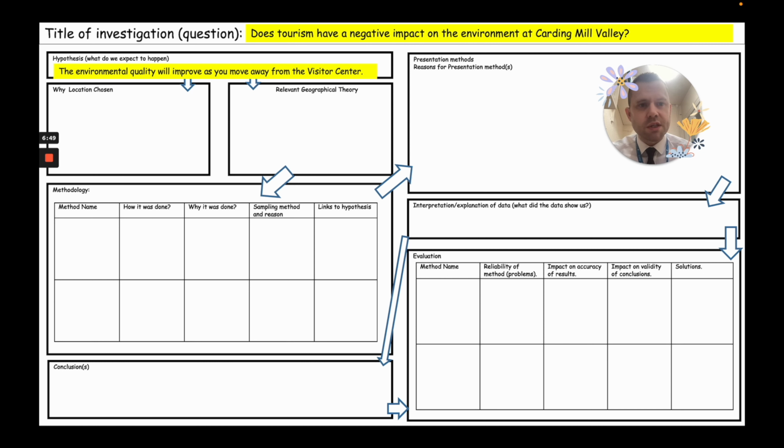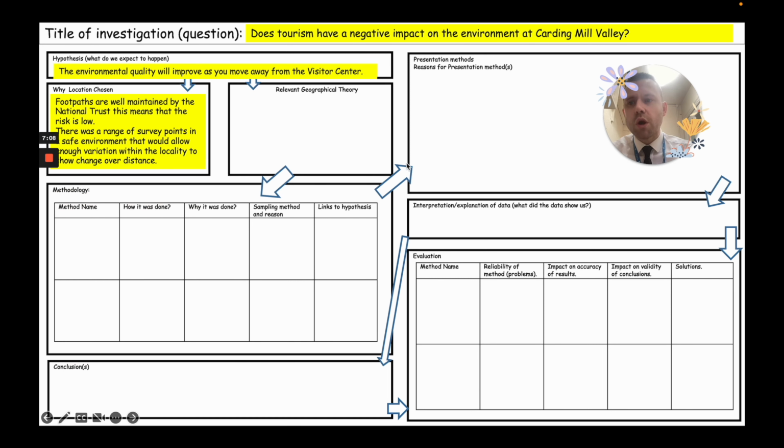Our hypothesis, what do we expect? The environmental quality will improve as you move away from the visitor centre. Okay, so at the visitor centre we say the environment's going to be the noisiest, it's going to have the most litter, whereas as you move away, the environment should get better.